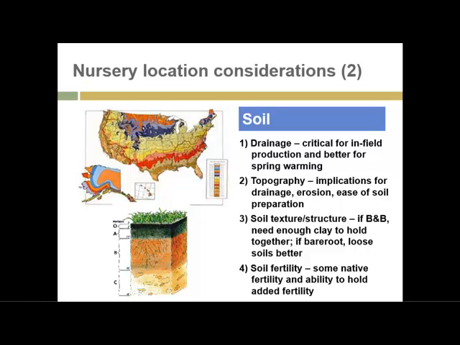But if, on the other hand, you're doing bare root production, then a loose or even a sandy soil is better, because it will fall away or wash away quickly when you're trying to prepare your bare root for harvest and distribution. And then finally, soil fertility. Ideally, you'd want some native fertility in the soil and the ability to hold fertilizer, whether that fertilizer be organic or synthetic.